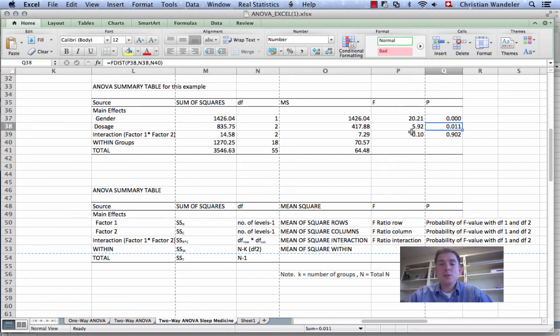However, in the dosage, we don't know exactly where the difference is, and we would have to conduct post hoc tests to explore where the differences are between those dosages.